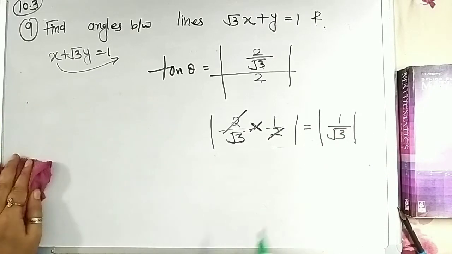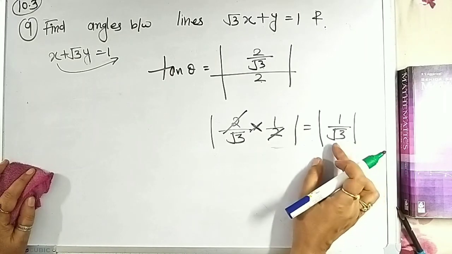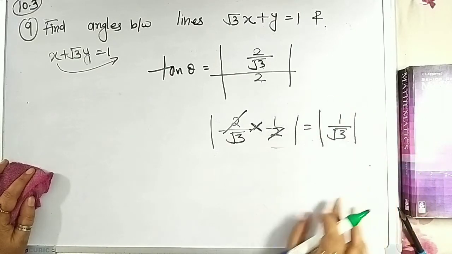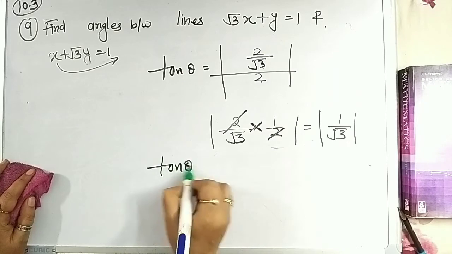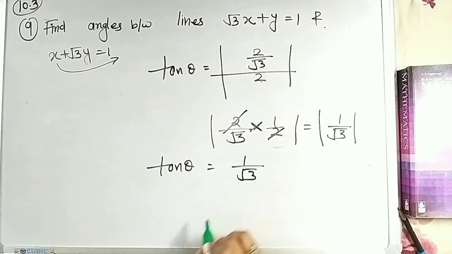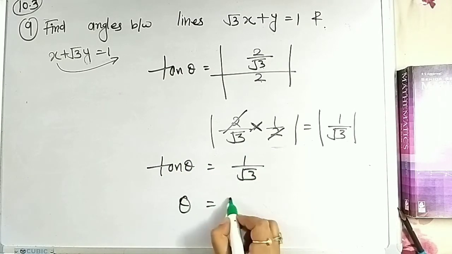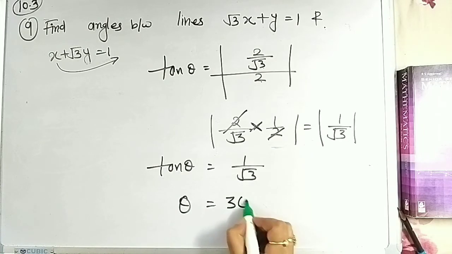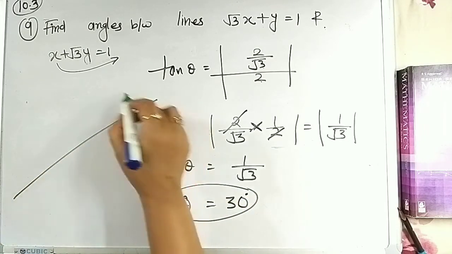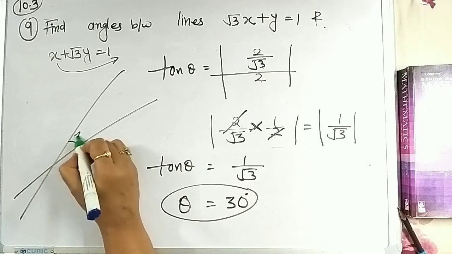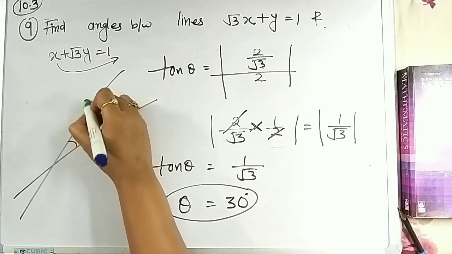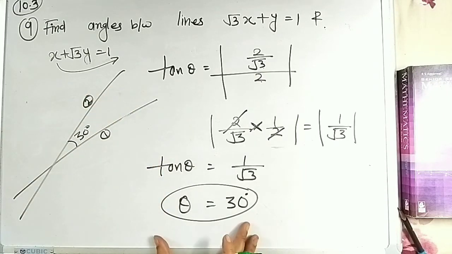How to get rid of mod, guys? If the inside is positive, we can just remove it. So that means my tan theta is 1 by root 3. Everybody knows theta should be 30 degree. That means the angle between these two lines, line 1 and line 2, is 30 degree. So this is my answer.